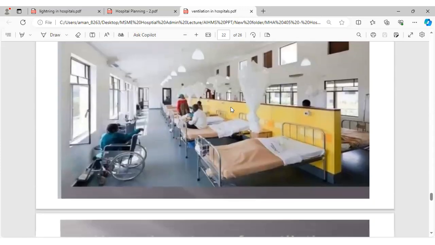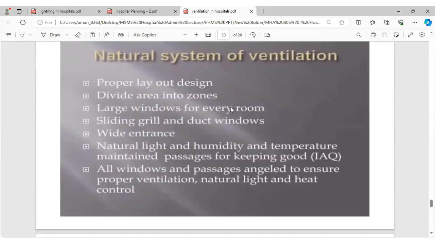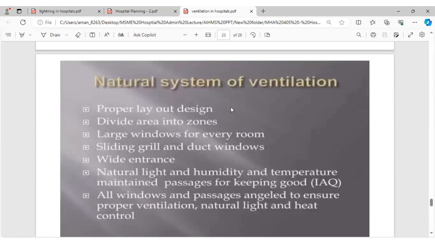You can see how ventilation is there, open ventilation. Proper layout designs are required. Divide areas into zones, large windows for every room, sliding grill and duct windows, wide entrances, natural light, and humidity and temperature maintained in passages to keep good internal indoor air quality. All windows and passages are angled to ensure proper ventilation, natural light, and heat control.